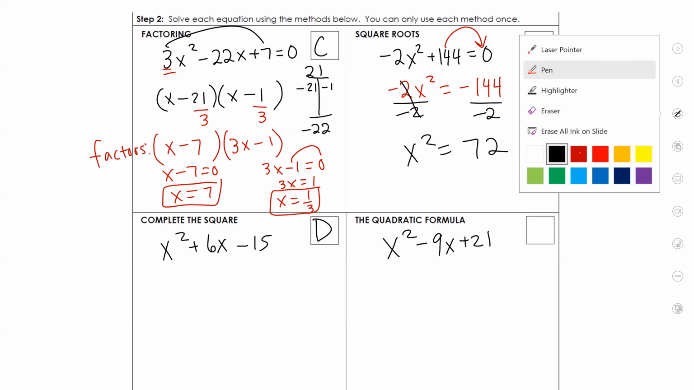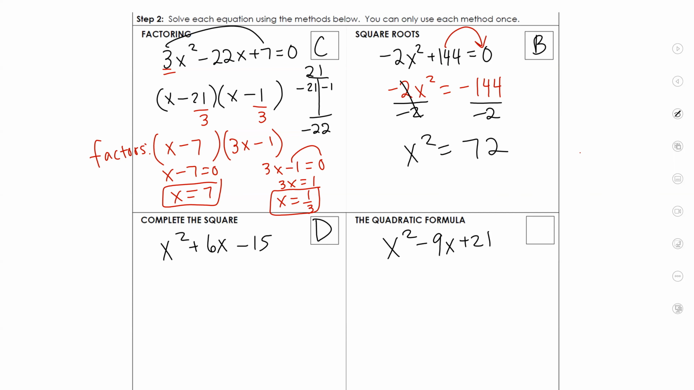Now that x squared is isolated, we can go ahead and square root both sides. So square root this side and it cancels out. Square root this side. So my answer will be x equals, I'll get a positive and negative answer.